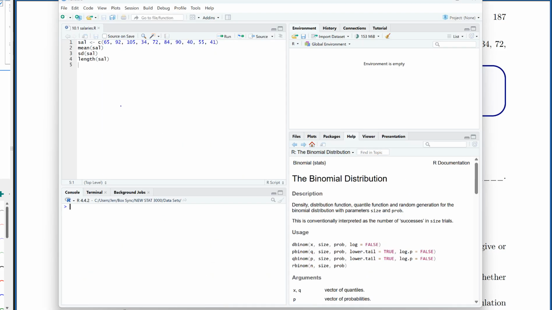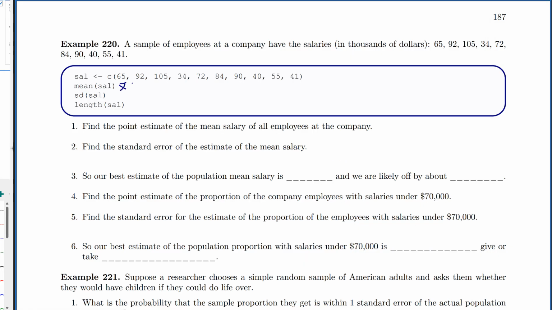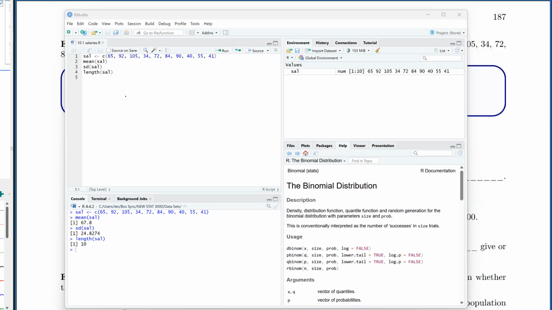Okay, so when I come into R, as I run the line of code to create the vector, you'll see the vector show up over here. You can see it's a numeric vector, and there are 10 values. When I do the mean, we see the mean is 67.8, the standard deviation is 24.8, and the length is 10. So that length gives me the sample size. So let's go write those down. So x bar equals 67.8. My sample standard deviation is 24.8.